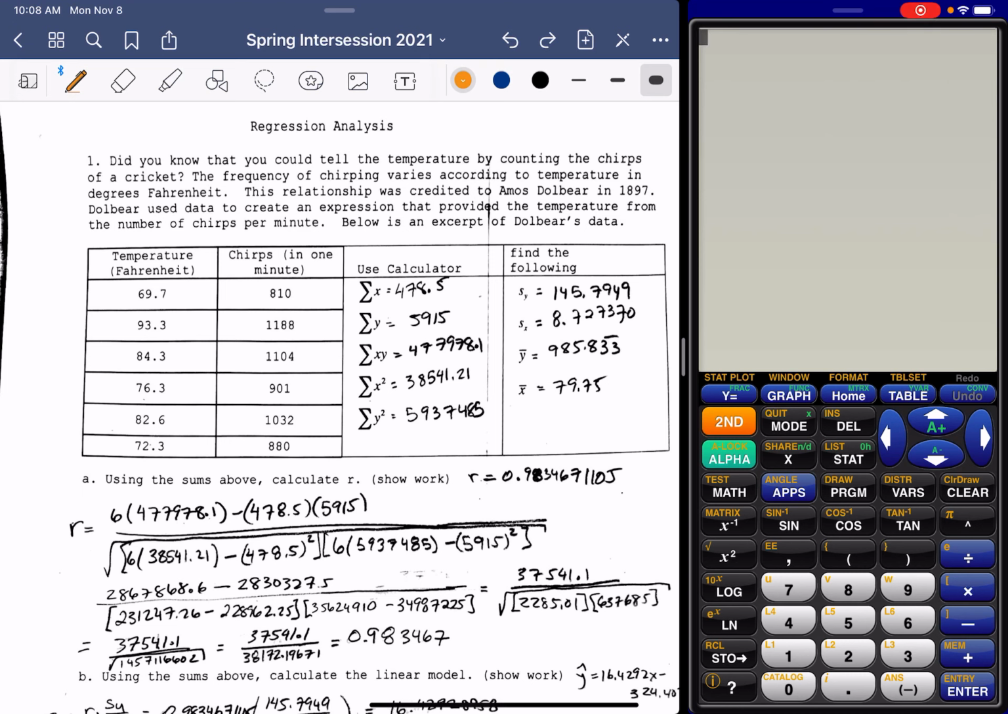Hi everyone. So what we're going to do is we're going to go over the regression analysis worksheet.